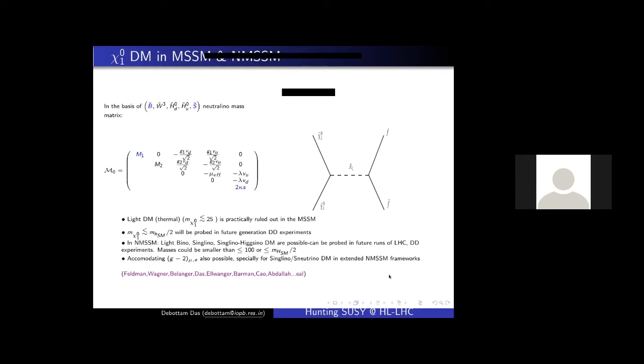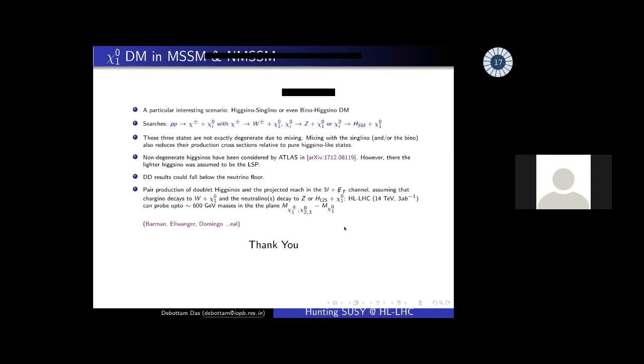Okay, so now how to probe these channels, this light dark matter channel. Another interesting area of this neutral fermion sector is that here we will have a Higgsino-singlino admixture. Now Higgsino usually tends to produce an underabundance of dark matter, but if it is mixed with the singlino, then it could easily lead to the correct abundance. And this channel can be probed by trilepton signatures.